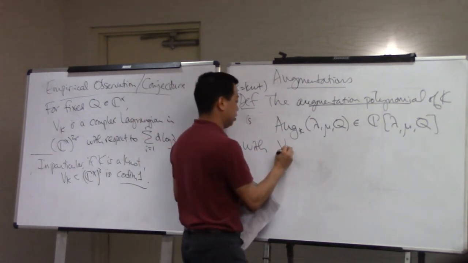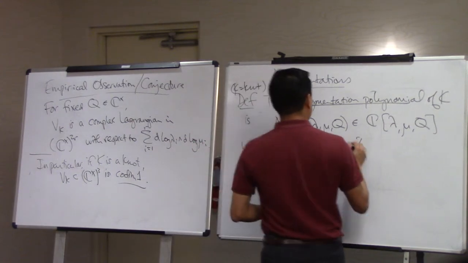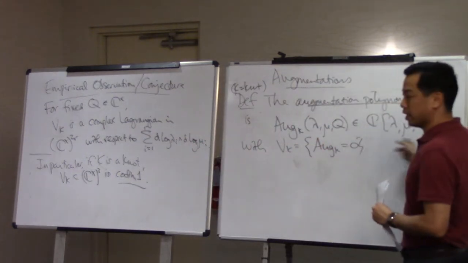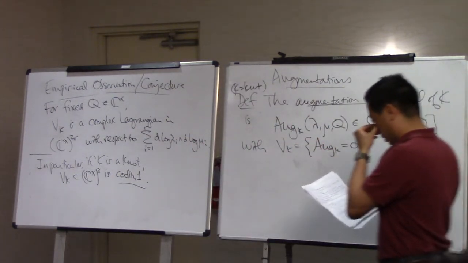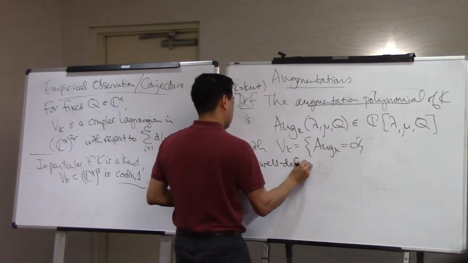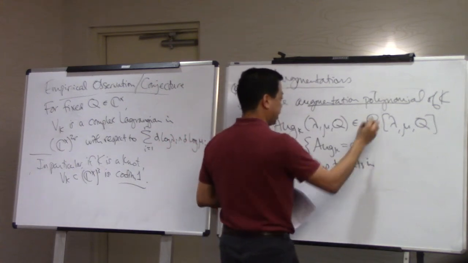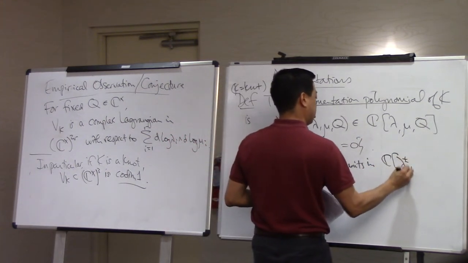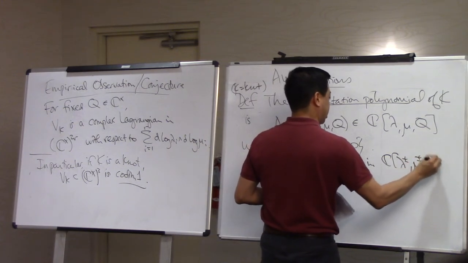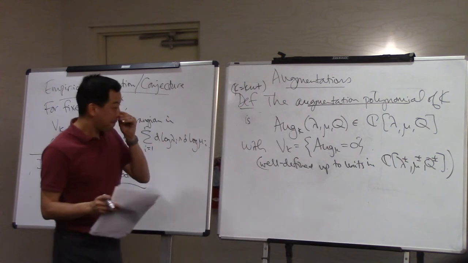It's defined up to monomial, yeah? That's correct. So it's the minimal polynomial, and it's defined up to units. Sorry, not in here, in Laurent polynomials. In other words, just multiplication by powers of lambda, mu and Q.